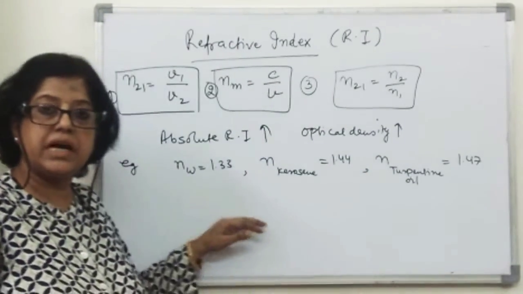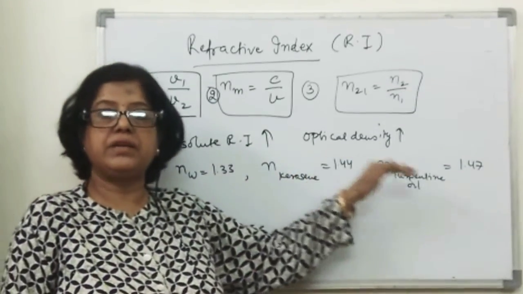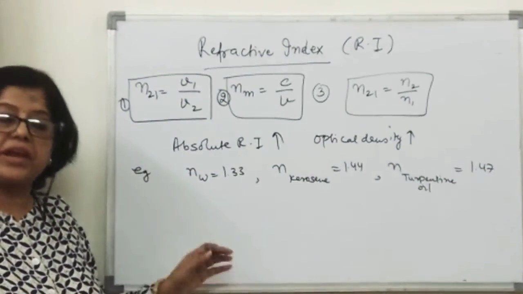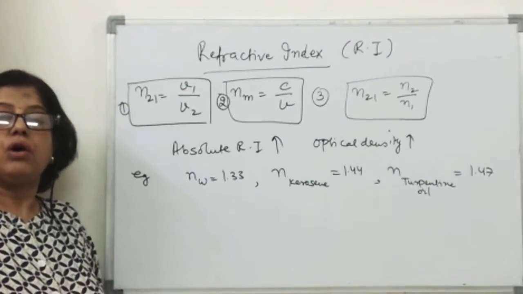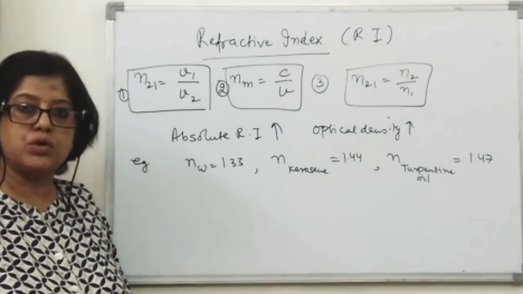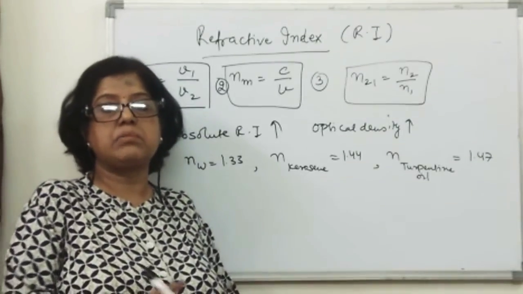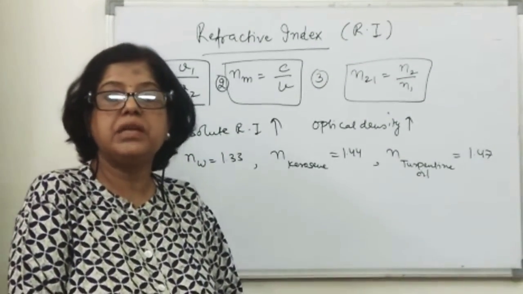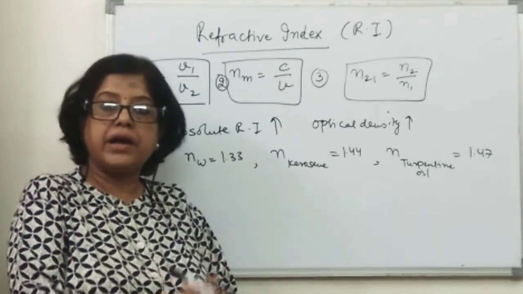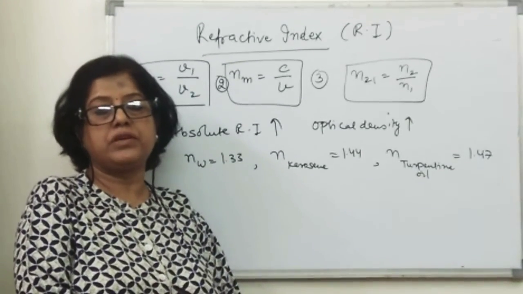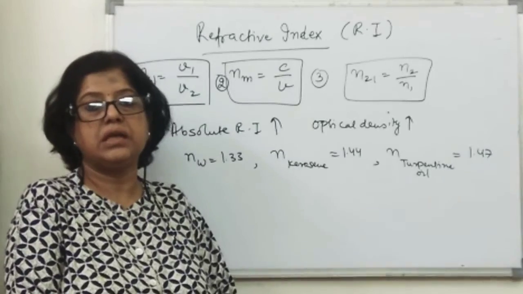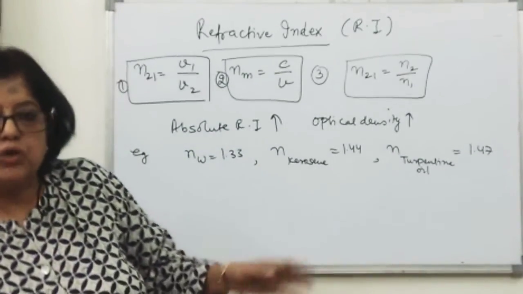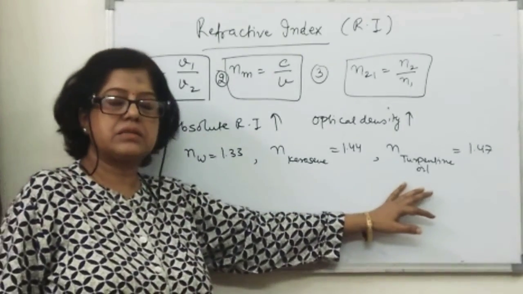But here we see from the values of the refractive index of these three media that turpentine oil and kerosene have greater optical density than water, although their mass density is less than water. That means optical density and mass density are different. Optical density depends on the speed of light in the media and the refractive index. The higher the refractive index, the higher the optical density, and the least is the speed of light in the media, right? So we can use these values of refractive index.